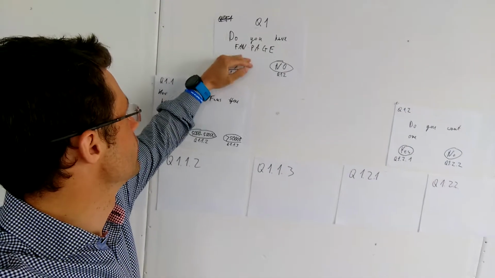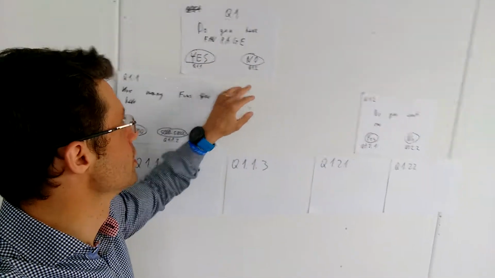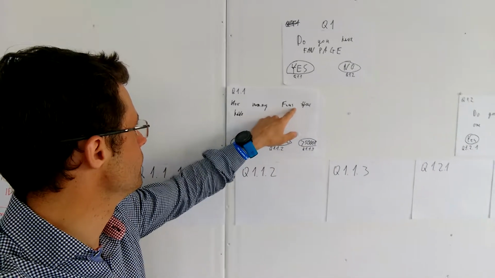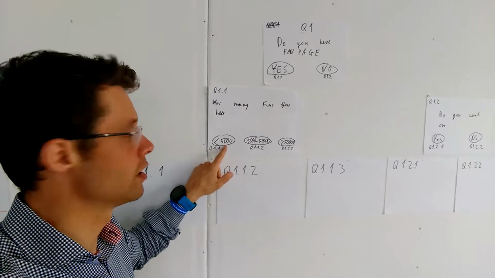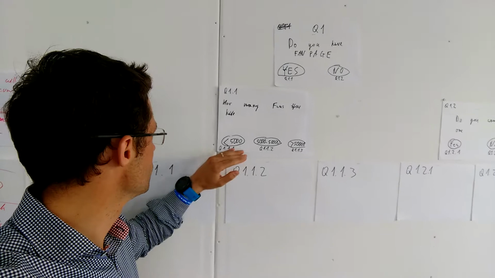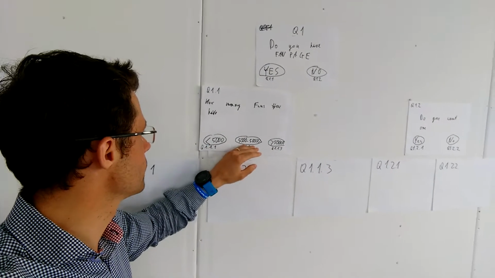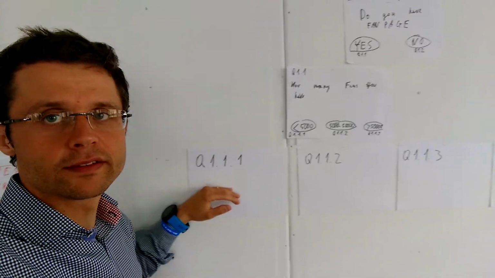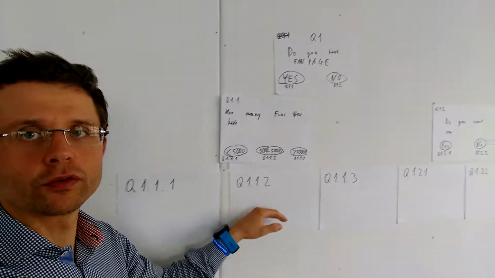So the first level would be: do you have the fan page? Yes, no. And then how many fans do you have: below 500, between 500 and 5,000, between 5,000 and 50,000, above 50,000. And then you have a different message for each one of them.